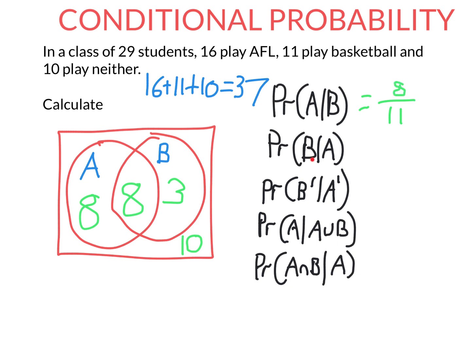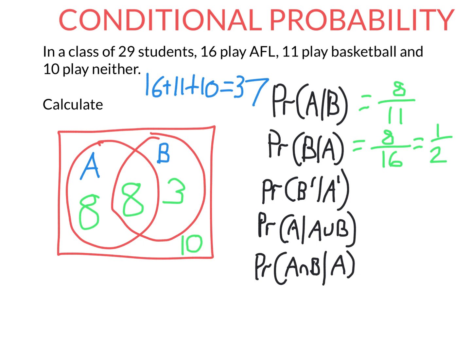Let's look at probability of B given A. Probability they play basketball given that they play AFL. Well, it's similar to the last example. We know we're in the A circle. We know they play AFL. There are 16 choices. Of those 16 choices, 8 of them play basketball. Now, when you're giving an answer as a fraction, make sure it's simplified. It really doesn't matter if you give your answer as a decimal or a fraction. Just remember, if you're ever asked for probability of something, the answer always needs to be between and including 0 and 1. So decimal or fraction's fine.